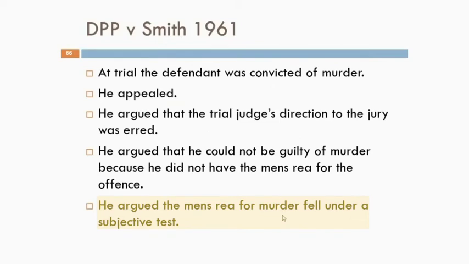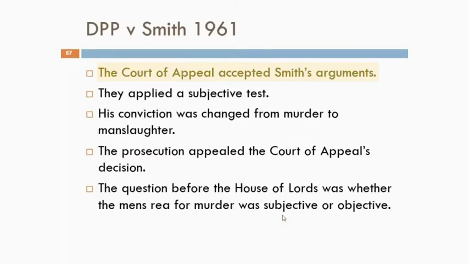He had a problem with the fact that the direction that the judge gave the jury included an objective test, not a subjective one. And he argued that the mens rea for murder fell under a subjective test, a test which asked whether or not he, as the subject, the defendant, had this intention to kill or to cause grievous bodily harm. The Court of Appeal accepted Smith's arguments, and they applied a subjective test to the case. His conviction in the Court of Appeal was changed from murder to manslaughter.